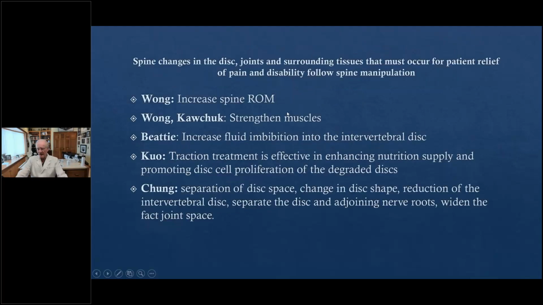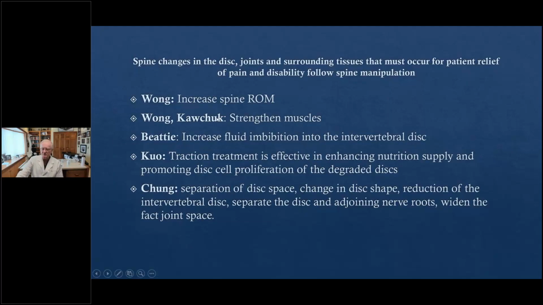And put another way, think about this. Whenever we do our technique on a spine, as Wong and others said, in order to have reduction of pain and disability following a single spine manipulation, these following changes must take place in the spine. Number one, you must increase range of motion. That is, decrease spinal stiffness.